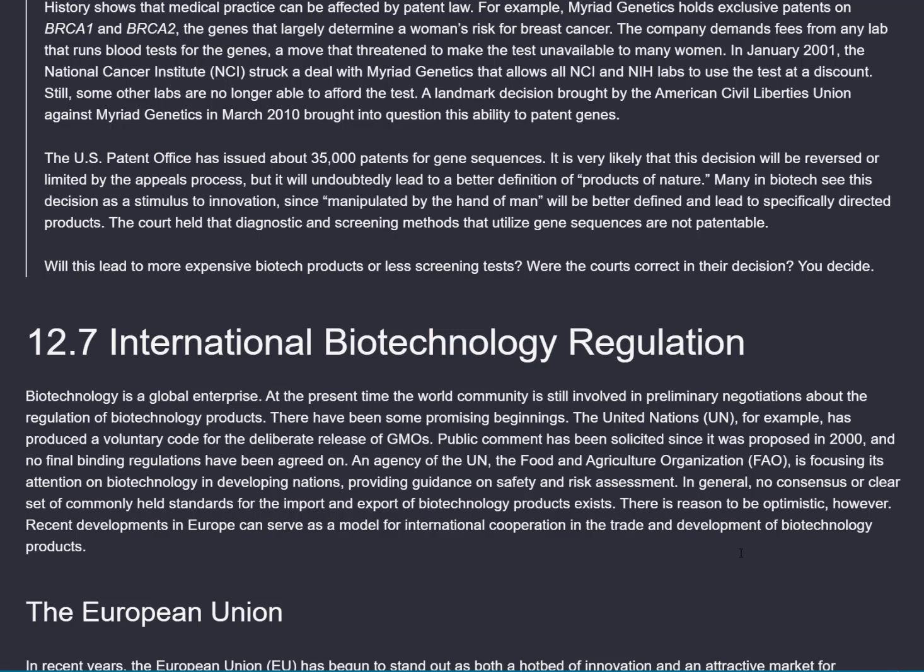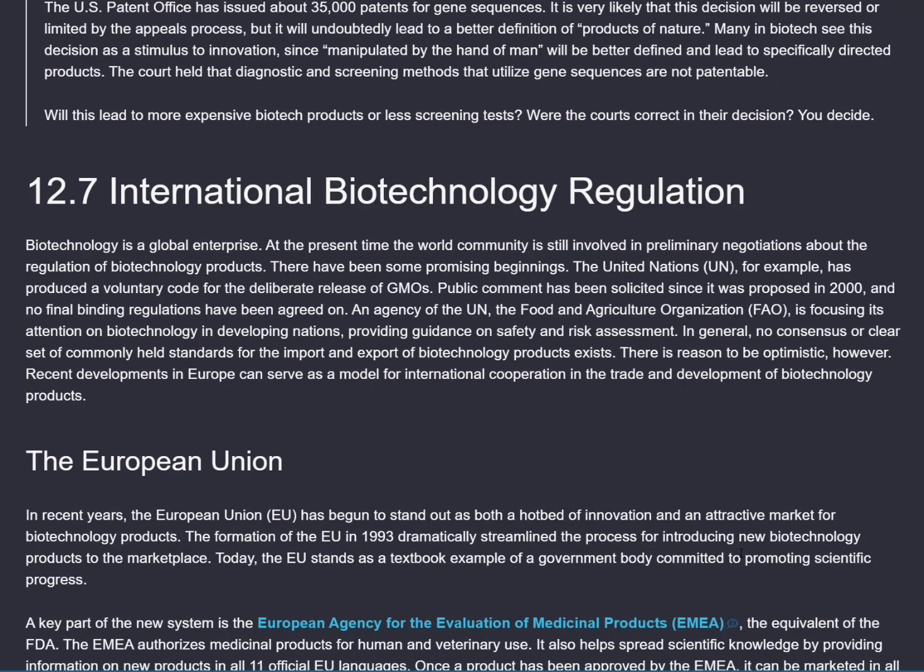A landmark decision brought by the American Civil Liberties Union against Myriad Genetics in March 2010 brought into question this ability to patent genes. The U.S. Patent Office has issued about 35,000 patents for gene sequences. It is very likely that this decision will be reversed or limited by the appeals process, but it will undoubtedly lead to a better definition of products of nature. Many in biotech see this decision as a stimulus to innovation, since "manipulated by the hand of man" will be better defined and lead to specifically directed products.